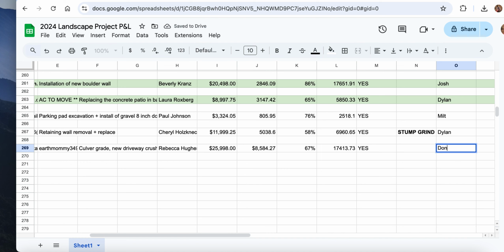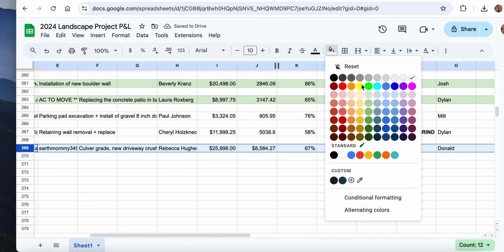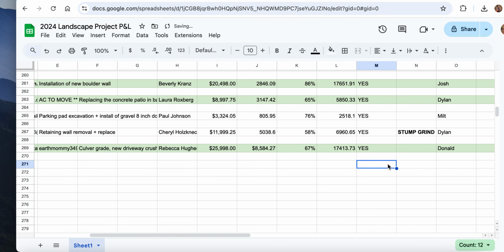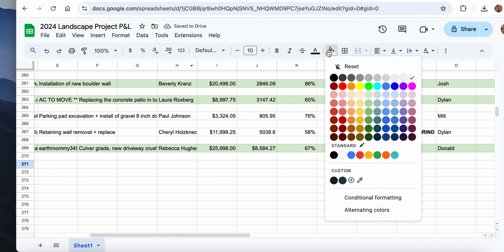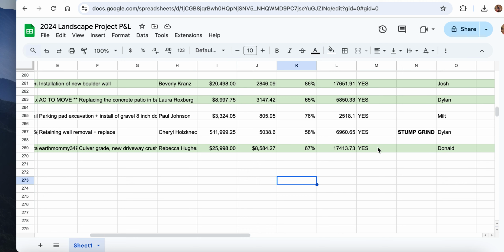Who worked on the job? This one was Donald's job. And then we are going to highlight this in this lighter green since it's over the 50% margin. Again, if it was under that, we would do a lighter yellow, or if the job lost money, we would do the light red color and change this to no if it was not over a 50% margin.